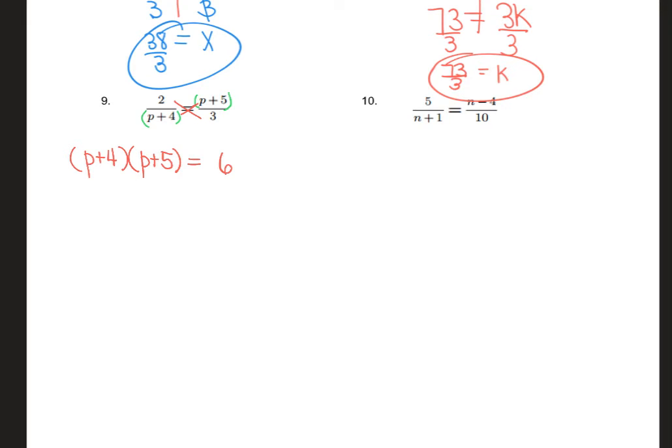Now, when we do this, this ends up being my double distributive property, meaning I have to take p times p and p times plus 5. So p times p is p squared, p times 5 is plus 5p. Then I have to come back and take this 4 to these two, so plus 4p plus 20, and that is equal to 6.